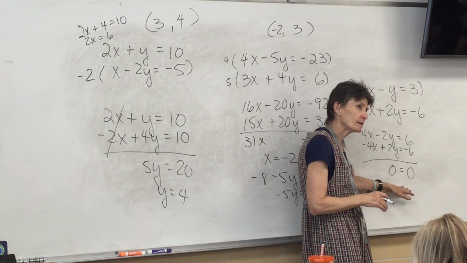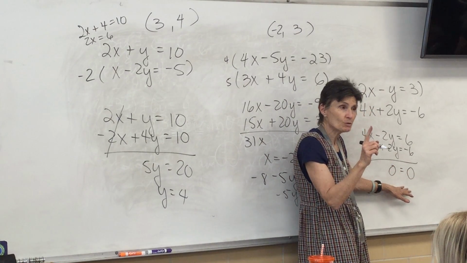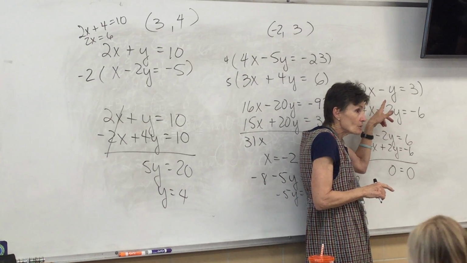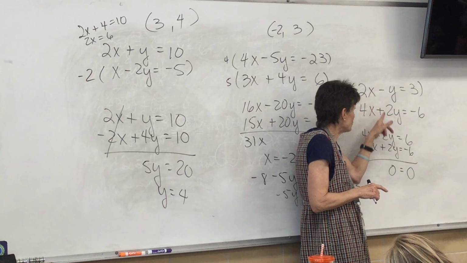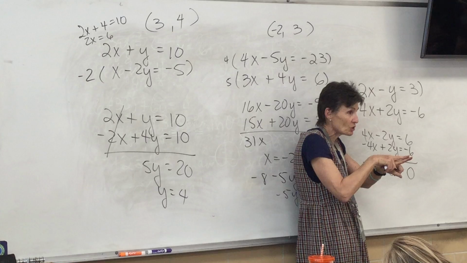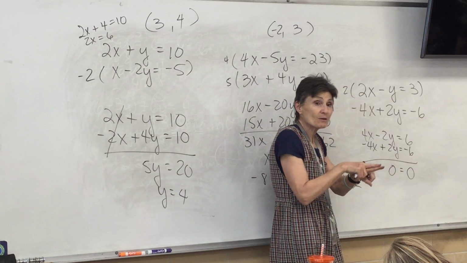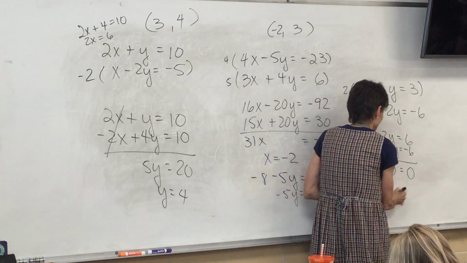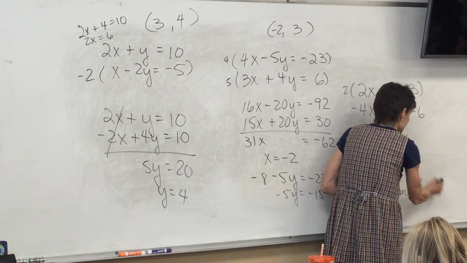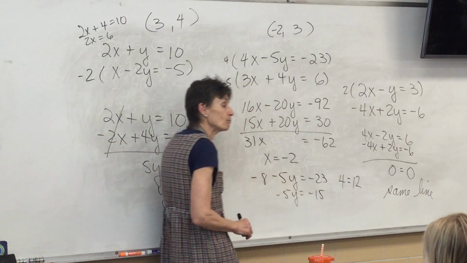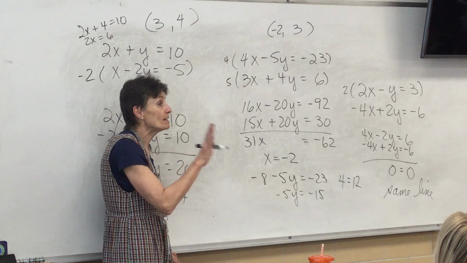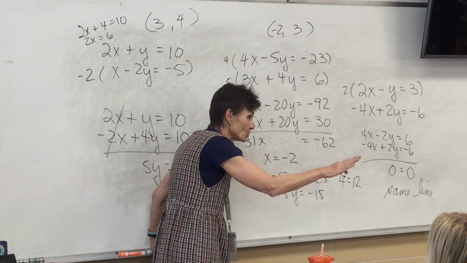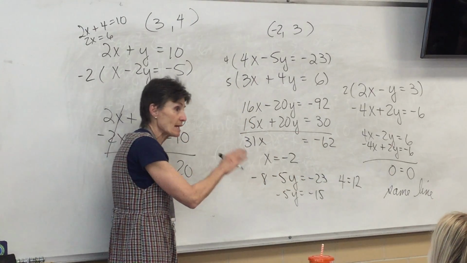What does this mean? There's infinitely many solutions, because why? These are the same equation. So if you graph that one and you graph this one, they would be right on top of each other. So they intersect in infinitely many points. These are the same line. They're not parallel lines, these are exactly the same line. They are different versions of the same line. There are infinitely many solutions. So you can either say infinitely many solutions, or you can say they're the same line.